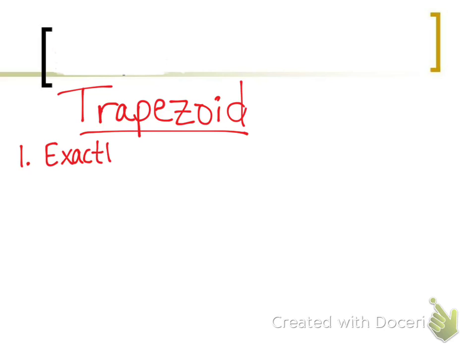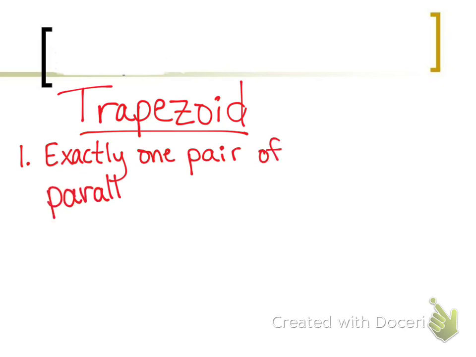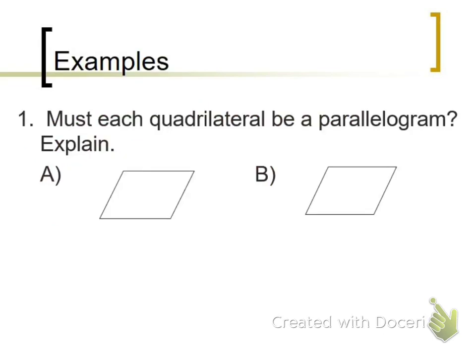If there is exactly one pair of parallel sides, then we know that it is a trapezoid. So these are actually your number 2 on your notes. Do these have to be parallelograms or not? So let's mark them.